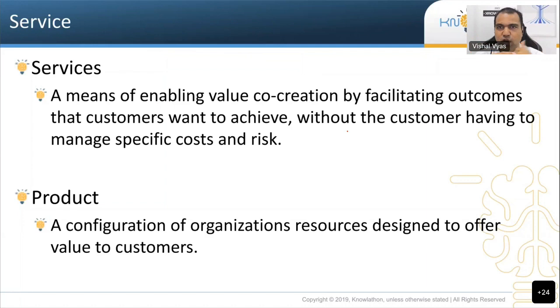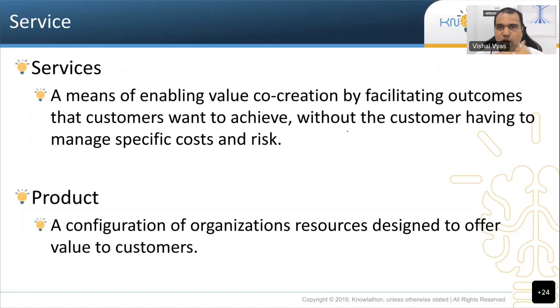Now, every customer may want to achieve a different outcome, right? Hence, value for every customer is going to be different, without the customer having to manage a specific cost and risk. Let me explain the value differentiator for every customer, the concept of arbitrary value.